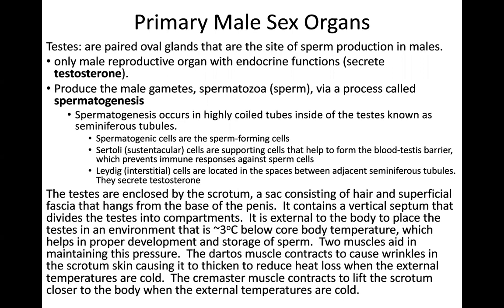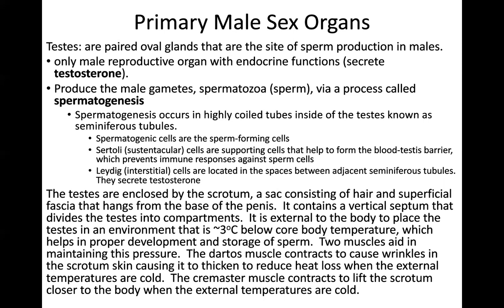Within the testes are a highly coiled set of tubes called the seminiferous tubules, which is where the process of spermatogenesis takes place. The cells called spermatogenic cells are the ones that actually do the sperm formation, which makes sense. Spermatogenic cells perform spermatogenesis.